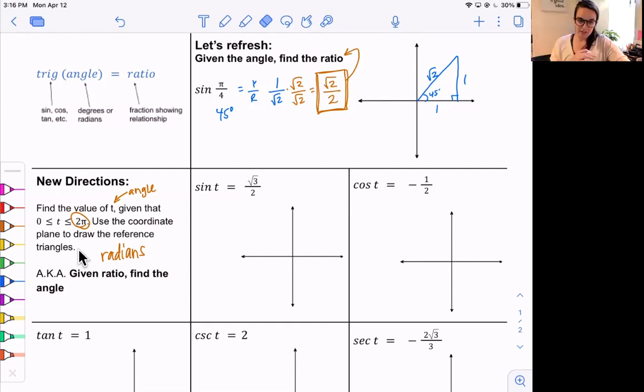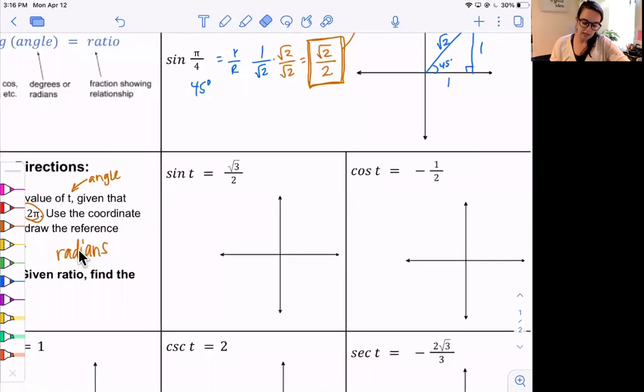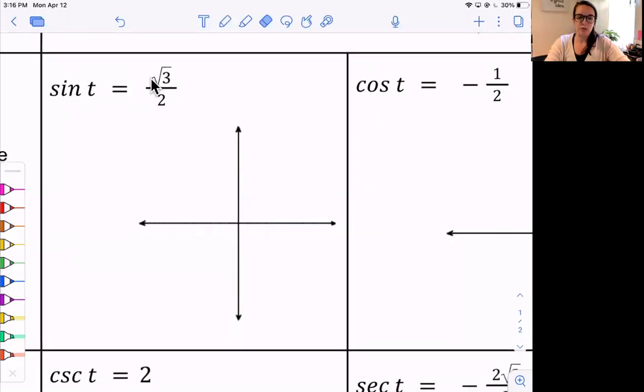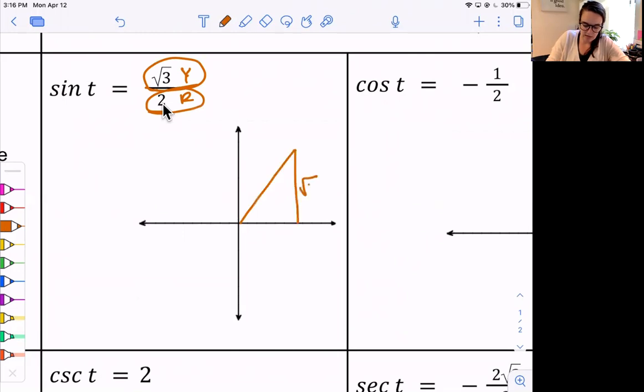They give us the ratio. We're going to find the triangles and then find the angle. For this one here, it says sine t is equal to square root of 3 over 2. I remember that sine is y over r, so I know that y is square root of 3 and r is 2. So I'm going to go ahead and draw. I know my y is positive, and I'm thinking, okay, y is positive right here, so it could be over here. My y could be square root of 3, and my r could be 2.